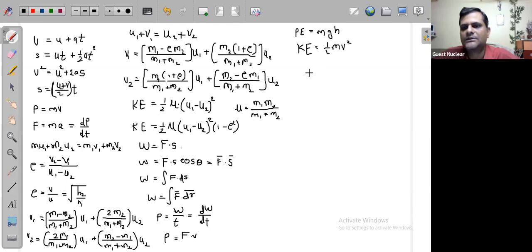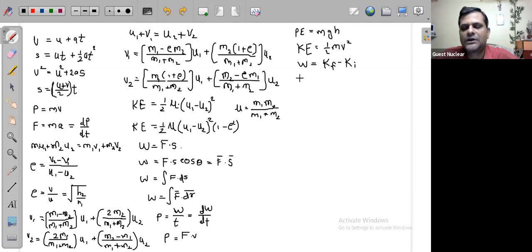And also there is a work energy principle, which tells us simply that whatever work is done by conservative forces plus non-conservative forces, the total work done by all forces is always equal to the change in kinetic energy. That means Kf minus Ki. This is the work energy principle, which tells us simply that whatever work is done is always going to be converted into the change in kinetic energy of the bodies.